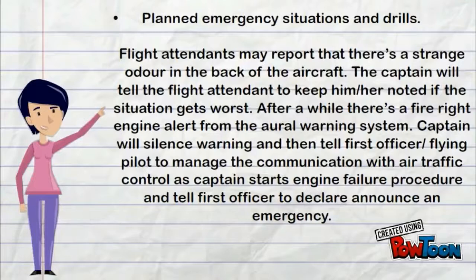After a while, there's a fire right engine alert from the aural warning system. The captain will silence the warning system and then tell the first officer or flying pilot to manage the communication with air traffic control as the captain starts the engine failure procedure and tells the first officer to announce an emergency.